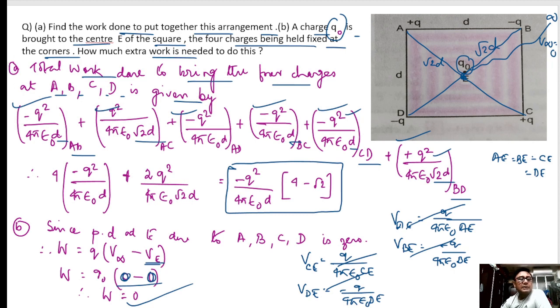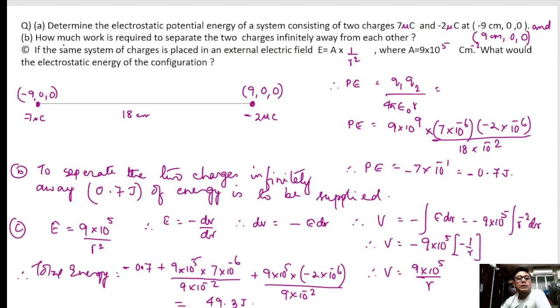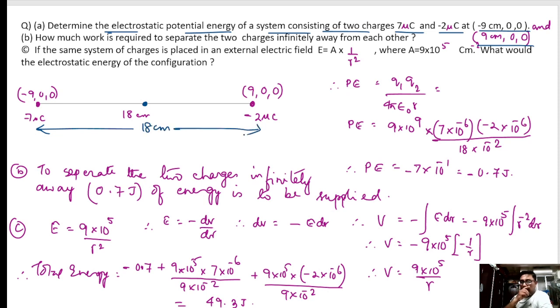Next, let's see another sum. Determine the electrostatic potential energy of a system of charges, placed at these positions. So let's see. This is the center. This is 9, 0, 0. This is minus 9, 0, 0. That means the distance between them is 18 centimeter. So the potential energy formula is this, and this is your R. So here we are using this and we are getting this as the potential energy of the two charges.